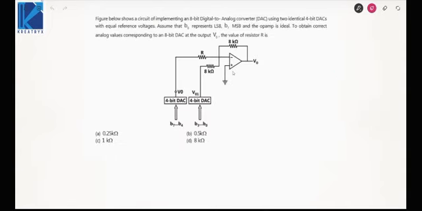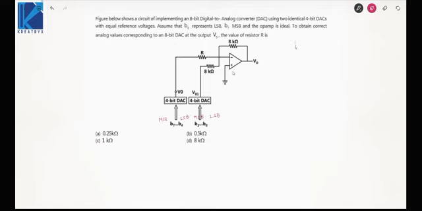Next problem. It says that the figure shows a circuit implementing an 8-bit DAC using two identical 4-bit DACs with equal reference voltage. Assume that B0 represents LSB and B7 represents MSB and op-amp is ideal. To obtain the corresponding analog value for the 8-bit DAC, the value of resistor R should be. Now, this 4-bit DAC will take B7 as MSB and B4 as LSB, and this DAC will take B3 as MSB and B0 as LSB.